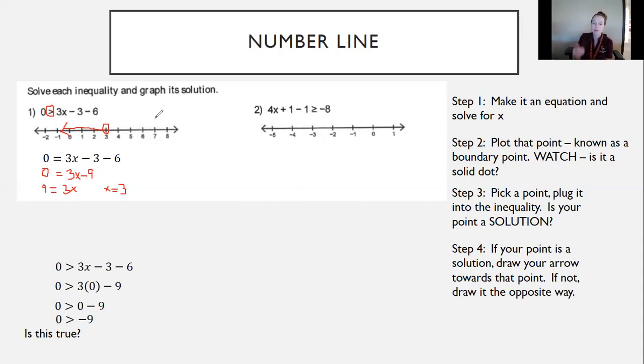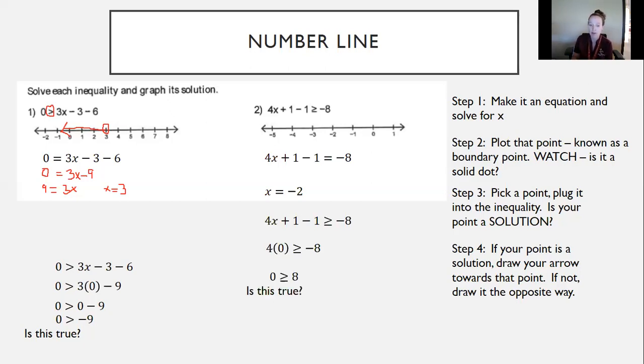Okay, let's try question 2. So question 2, same thing, same steps. First thing I'm going to do is set that equal to, and I'm going to find my boundary point. So 1 plus 1 minus 1 gives me 0, and I end up with x equals -2. I'm not going to do that work on that one. I expect you guys to be able to do that. X will equal -2. Okay, my next step, pick a point. Guess what point I'm going to pick, guys? Yeah, you guessed it. I'm picking 0. So when I plug in 0, I get 4 times 0 is greater than or equal to -8.